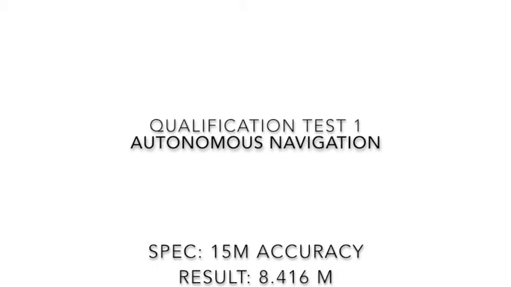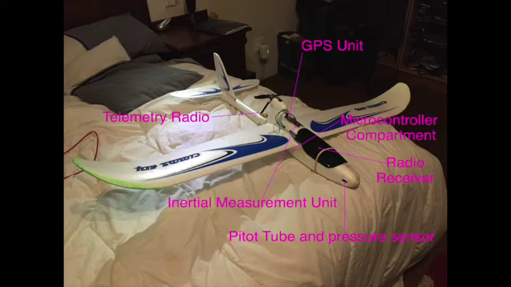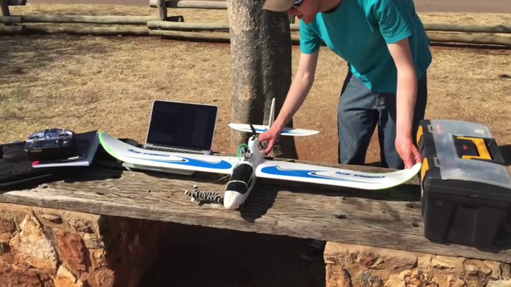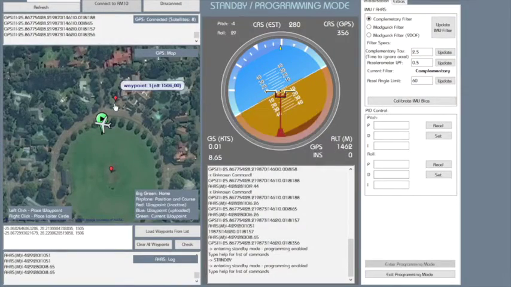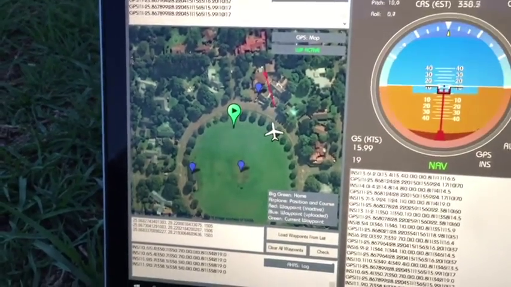For the first test of the autonomous navigation, all the components were mounted on the UAV, and it was programmed with 3 waypoints on the ground control station, after which it was taken off and engaged in autopilot, where it navigated the 3 waypoints. So it's important to note as well that all these 3 waypoints were less than 150 meters from one another, which is way tighter than a usual application for this UAV would be, so these turns were quite tight.